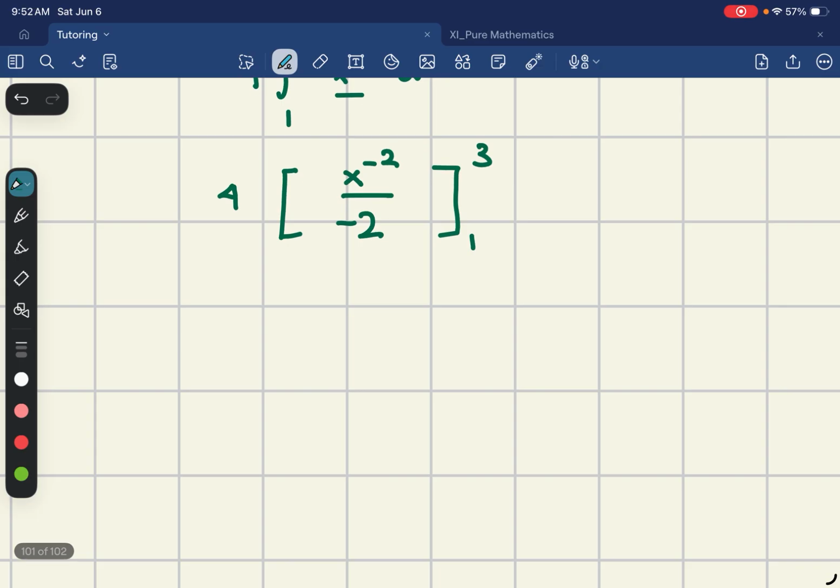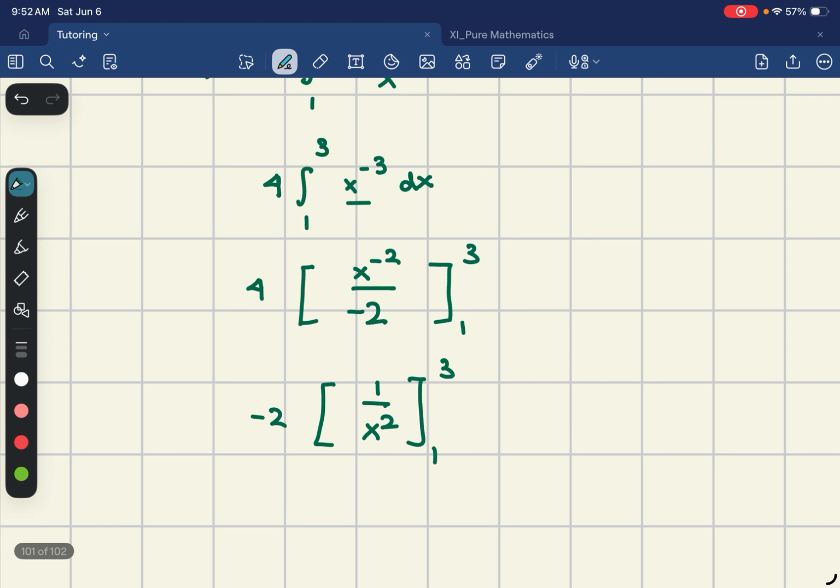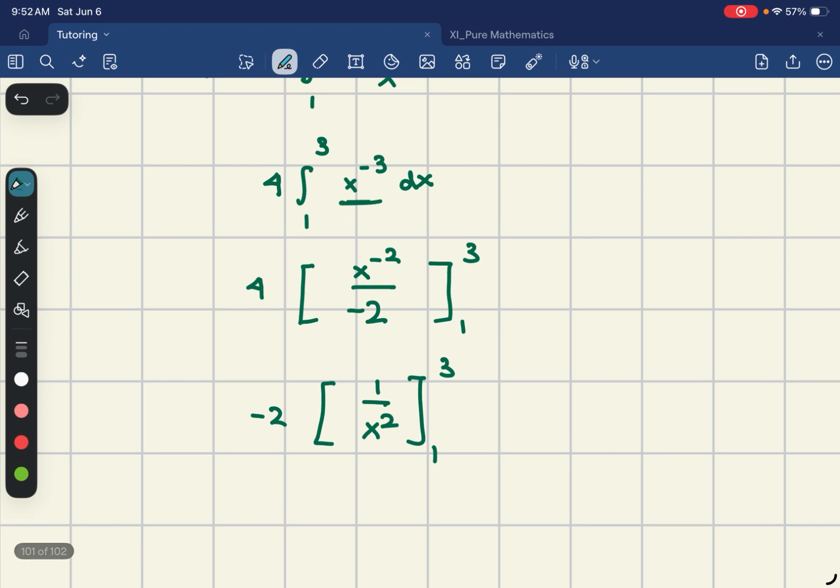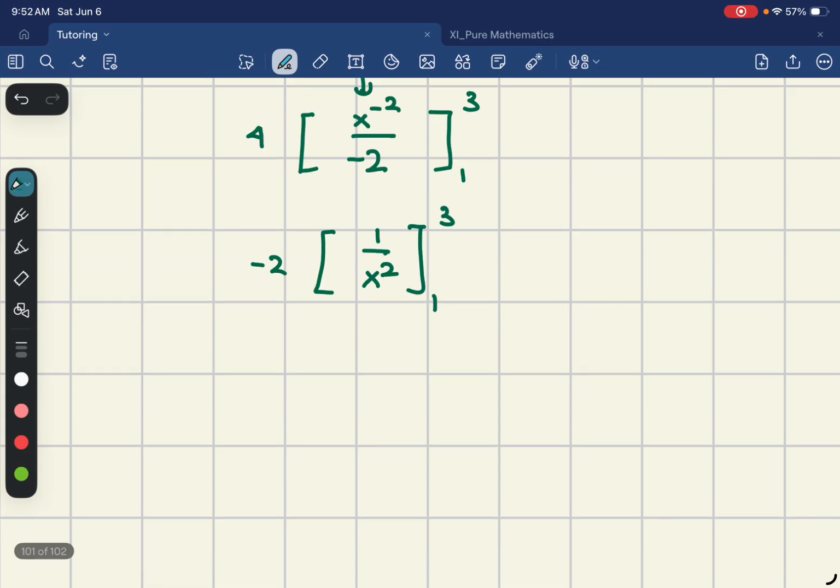Now I can always pull out the constant. So if I pull out negative 2 outside, I have 4 divided by negative 2. And that gives me just negative 2. And inside I have x to the power negative 2, which is 1 over x squared. And I have my bounds 1 and 3. So integrated normally, once you integrate it, you don't need plus c. You just write it here, and then you put it inside these big brackets, and then you just put your bounds on your right hand side like this, 1 and 3.